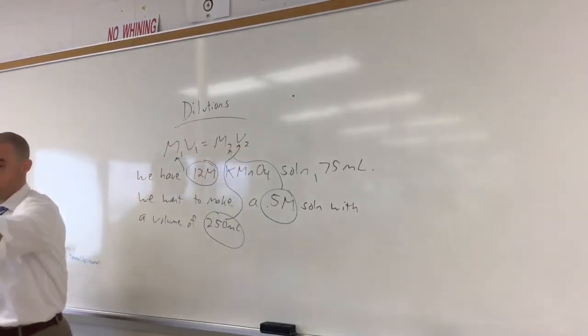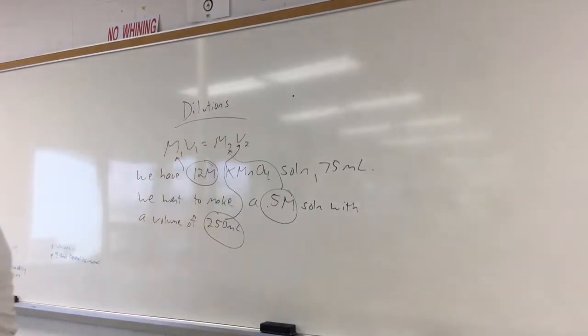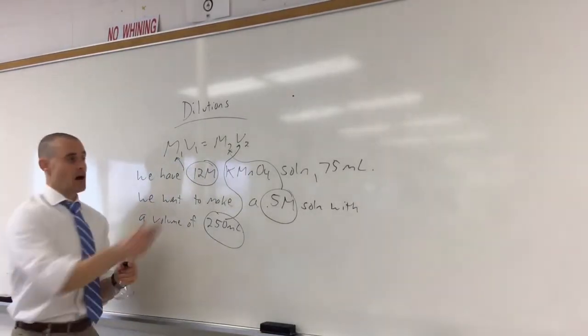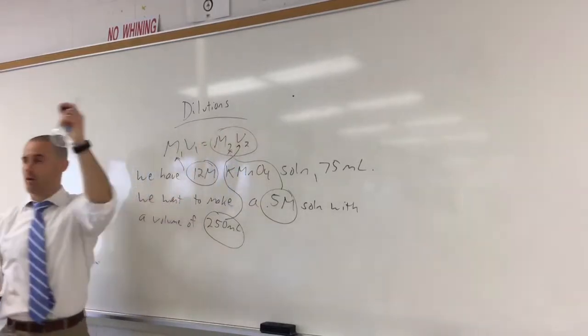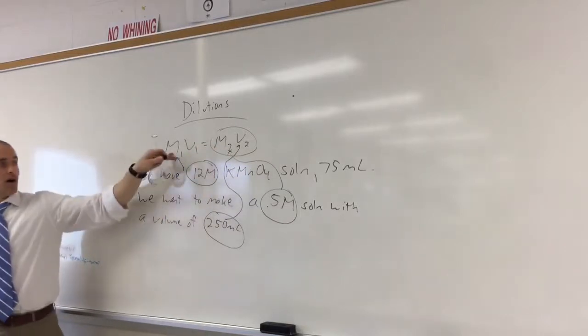So initial is the dark one. Final we haven't made yet. That's going to be in the volumetric flask, as it's called. So this is going to be the 2s, the final. So I know everything over here. I know what I want: 250 here, 0.5 there. I have 12 here.